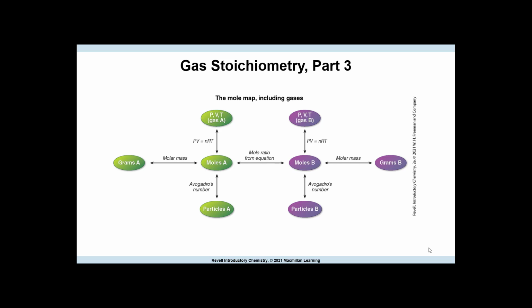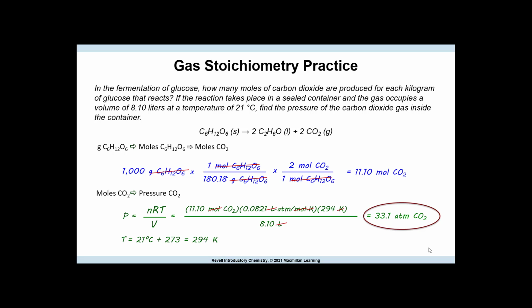Using this map, we can chart a path from any reactant or product in a balanced equation to any product. We can relate grams, moles, particles, or any substance. For gases, we can use the pressure, volume, and temperature to determine how much of a reactant is consumed and how much product will form. So if we take a look at this problem right here, or should I say example.